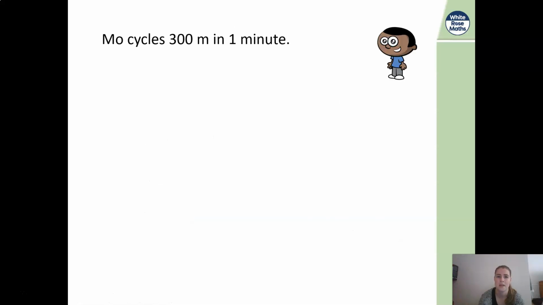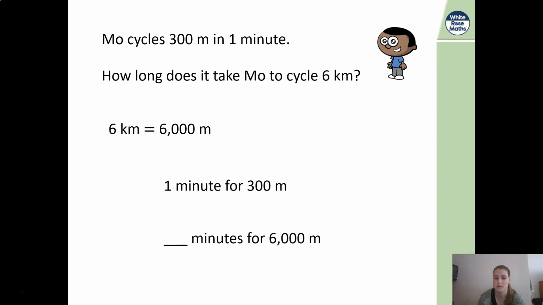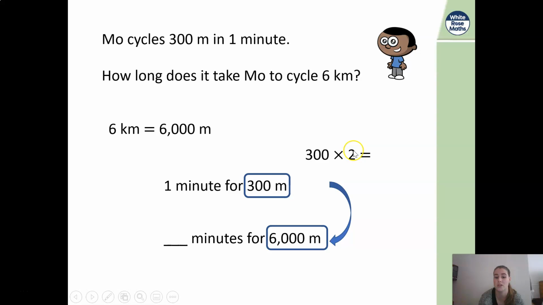Okay? Now, Mo cycles 300 metres in 1 minute. Okay, we need to work out how long it takes them to cycle 6 kilometres. So we know 6 kilometres is 6,000 metres. If 1 minute is 300 metres, then if we multiply 300 by 2 to give us 2 minutes, that's going to give us 600. To get from 600 to 6,000, I know I can multiply that by 20. So whatever I do to this side, I have to do to this side. So if I multiply 1 by 20, it's going to give me 20 minutes.